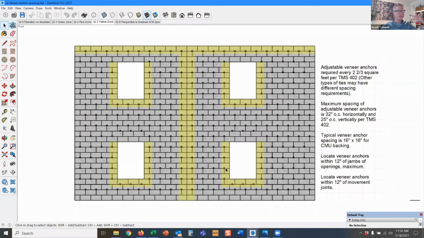We do need the adjustable veneer anchors no more than 12 inches from the sides and the bottoms of the openings and from the vertical control joint. So this is not a huge problem. Any good bricklayer can do things like add another strip of wall ties here, or offset the whole wall ties down here at the sill. And there are things you can do to make sure that you have enough anchor points for your masonry veneer.